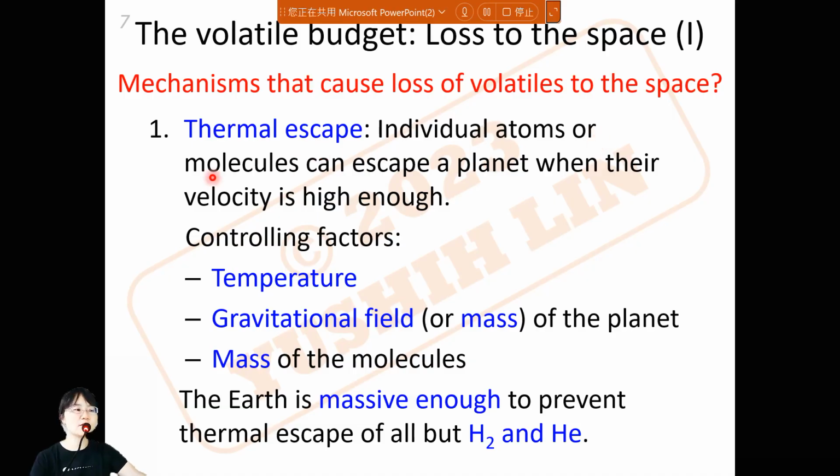For individual atoms or molecules, below are the controlling factors that control their velocity. The first is the temperature. The second is the gravitational field of the planet, and this is determined by the mass of the planet. The third is the mass of the molecules. The smaller the molecule is, the more likely it will escape to outer space. And the mass of Earth is massive enough to prevent thermal escape of most gases except hydrogen and helium. I have mentioned in my previous lecture, hydrogen is rare on Earth and also helium is rare on Earth.